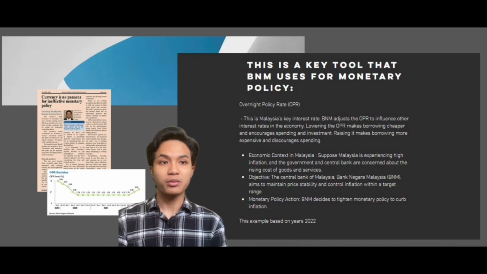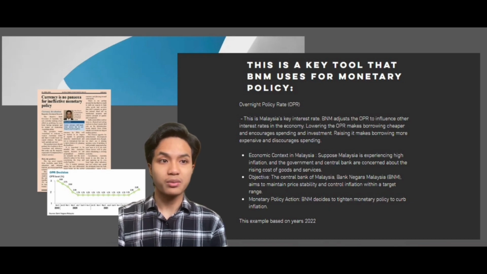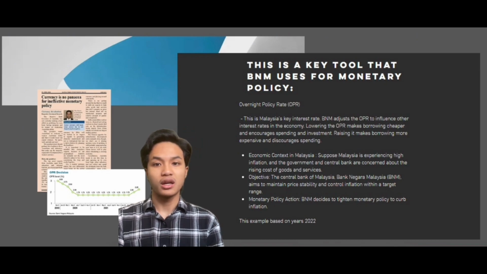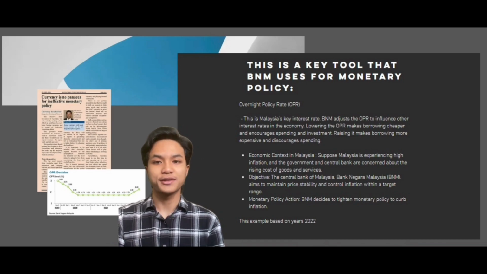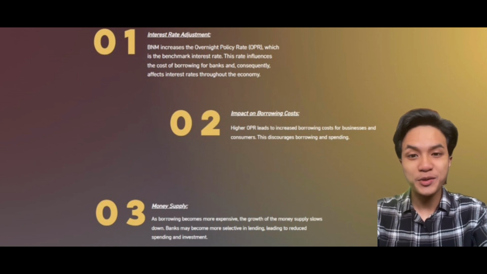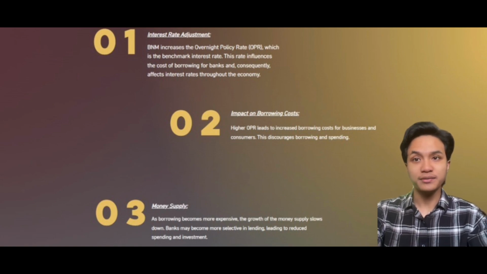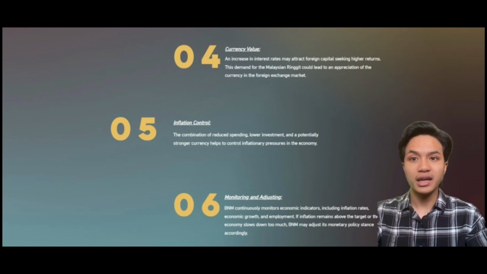The economic context in Malaysia. Suppose Malaysia is experiencing high inflation and the government and central bank are concerned about the rising cost of goods and services. Objective: the Central Bank of Malaysia, Bank Negara Malaysia, aims to maintain price stability and control inflation within a target range. Monetary policy action: BNM decides to tighten monetary policy to cut inflation. So, after using the key tools, the effects fall into six types: first, interest rate adjustment; second, impact on borrowing costs; third, money supply; then currency value, inflation control, and monitoring and adjusting.